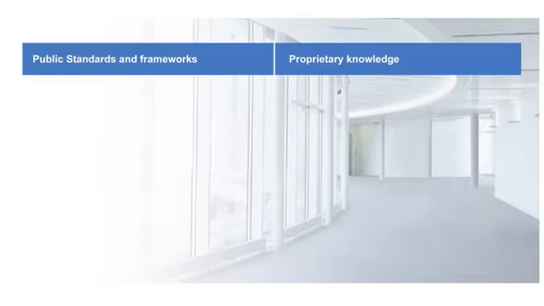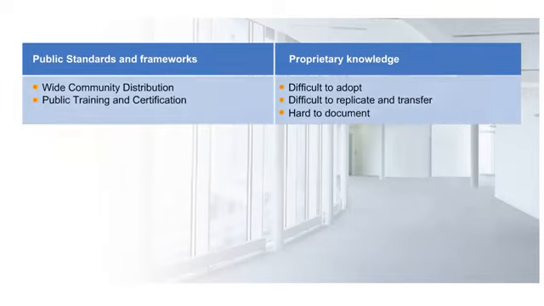Good practices over proprietary ones. Why choose good practices over proprietary ones? Public frameworks and standards are attractive when compared with proprietary knowledge because of certain advantages. Proprietary knowledge is deeply embedded in the organizations and therefore difficult to adopt, replicate, or transfer, even with the cooperation of the owners. Such knowledge is often in the form of tacit knowledge, which is inextricably linked and poorly documented.